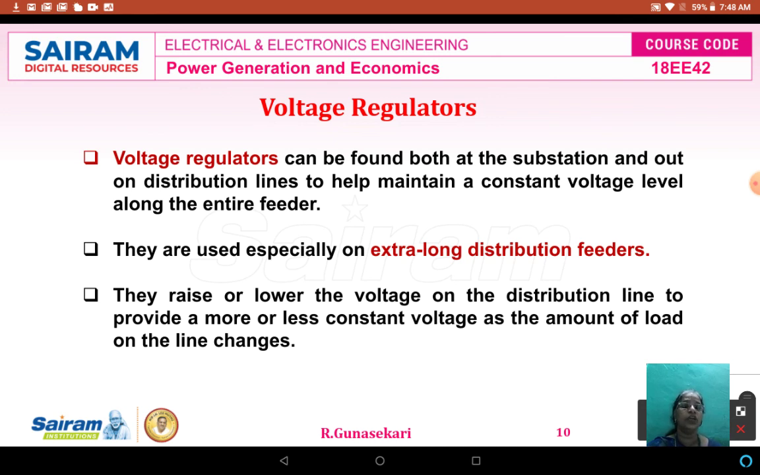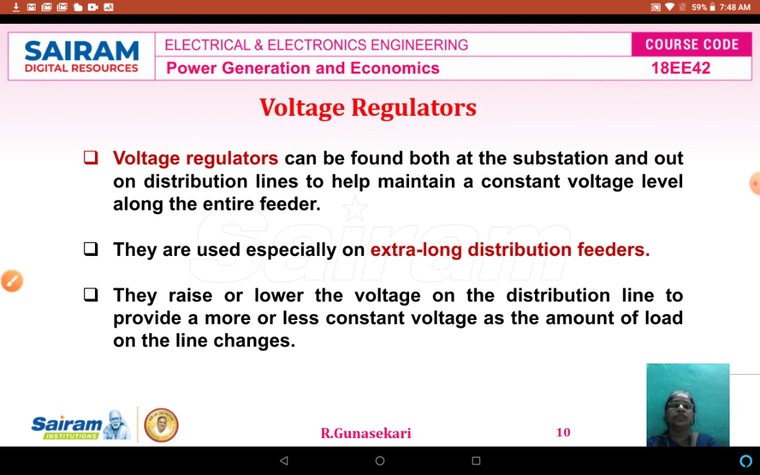It's mainly used on extra long distribution feeders. The voltage regulators can be used to raise or lower the voltage on the distribution line to provide a more or less constant voltage as the amount of load on the line changes.